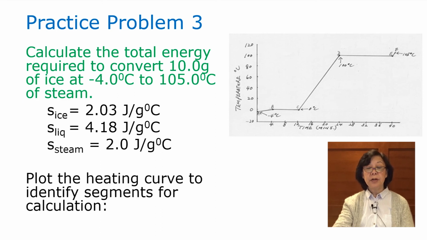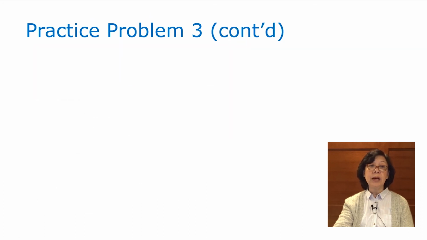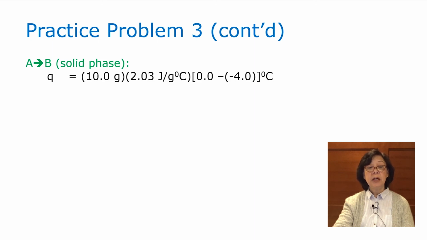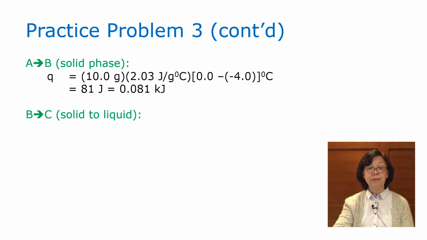So we plot the heating curve and identify the segments into 5, and then we're going to calculate them one at a time. For segment A to B, the solid phase, we have 10 grams of ice, specific heat 2.03, and it went from negative 4 to finally 0 degrees C. The heat is calculated at 81 joule, and we convert it into kilojoule.